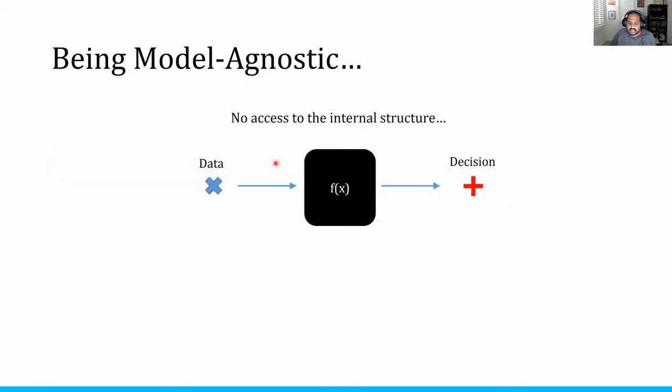In this case, the methods I'm going to talk about are model agnostic in the sense that they assume you have no access to the internal structure. So you have some data point, you're literally giving it to a black box, and all you're getting out is the decision and maybe a probability, not even the gradient. Right? So you have absolutely no internal access.